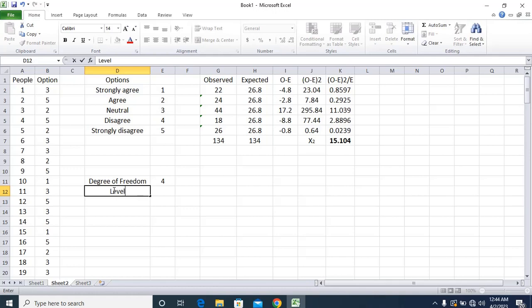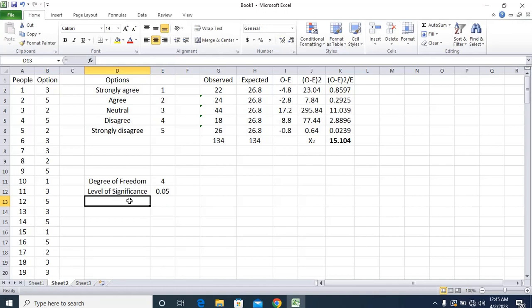Now the level of significance. The level of significance is always put by you at the start of the test. The level of significance is generally put in various tests as 0.05. It means that the data has a 95% probability to be true and a 5% probability to be false. So 0.05 is the level of significance which we have put over here.